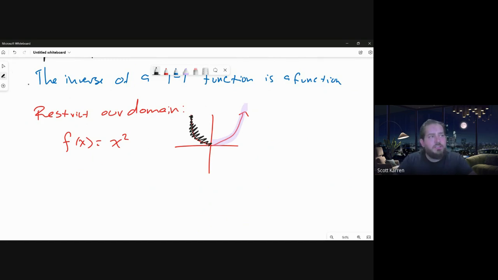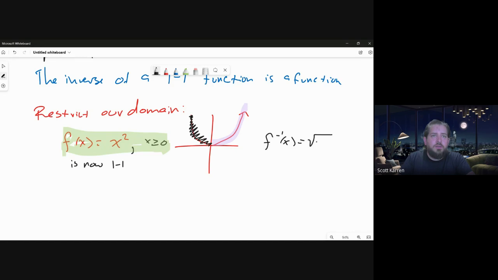So if I say f of x is equal to x squared, and I come in and say for x being greater than or equal to 0, now I have a one-to-one function, right? I've basically kind of chopped off the left end of this parabola and said, I don't really need you here. And so this bit right here, along with that domain restriction, is now one-to-one.